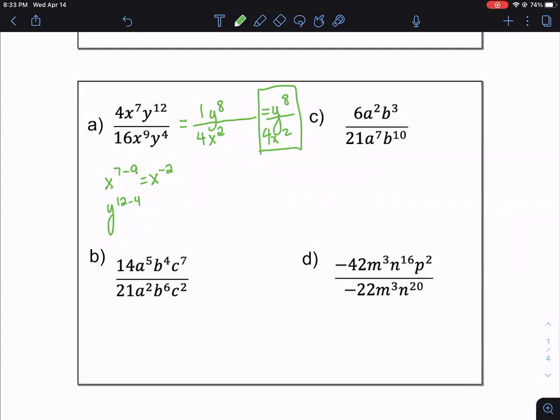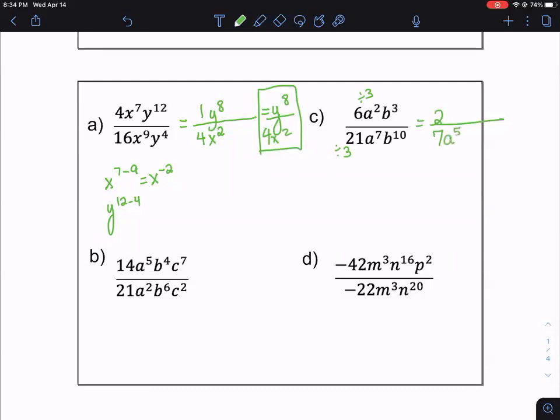And I'm going to do the next 3. And then, like I said, you will have time. So 6 and 21 reduced by 3. I'm just going to make a little note. To 2 over 7. So here it is again, a to the 2 and a to the 7.